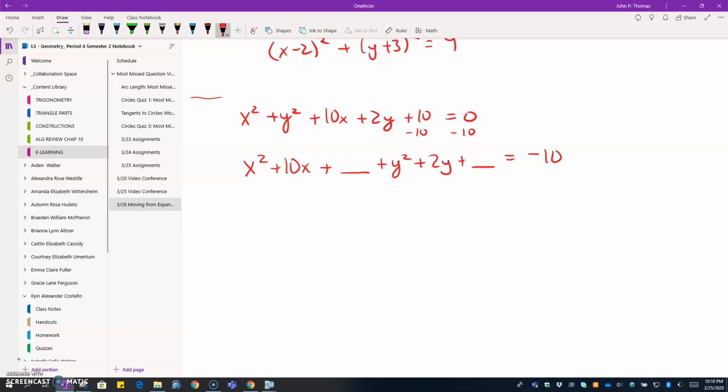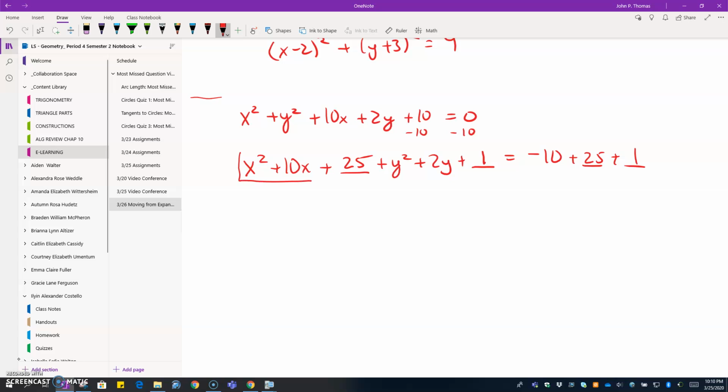I added 2 blanks on the left, so I'm going to add 2 blanks on the right so that I stay in balance. Whatever I put in the first blank on the left, I have to put in the first blank on the right. So half of 10 is 5. 5 squared is 25. So my first blank on each side of the equal sign is a 25. Alright, so I've added 25 to both sides of the scale. It's still in balance. Half of 2 is 1. 1 squared is 1. So my second blank on each side gets a plus 1. So in total, I've really added 26 to each side. Alright, when I add 26 to each side, I'm still in balance.